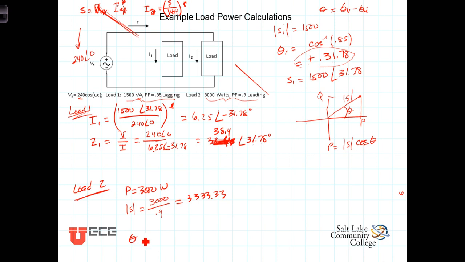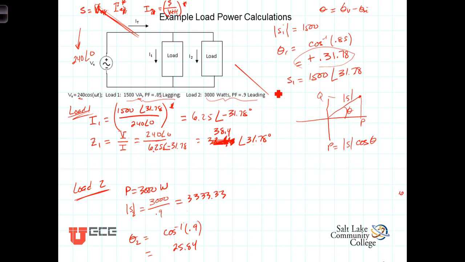Well, theta 2, this is S2. Theta 2 is going to equal the inverse cosine of the power factor, which was 0.9, and we'll determine the sign in just a second. The inverse cosine of 0.9 is 25.84. Now, is theta 2 positive or negative? How do we determine that?